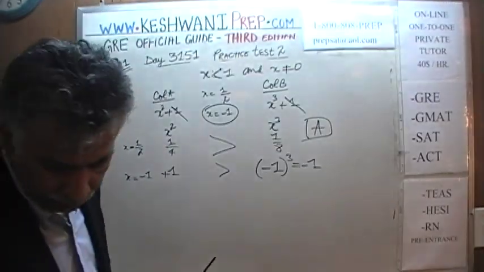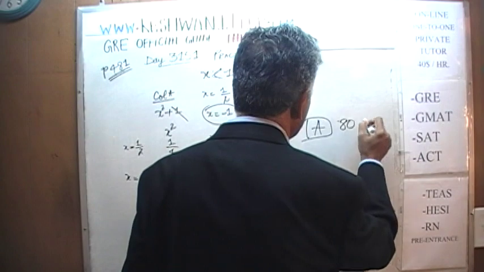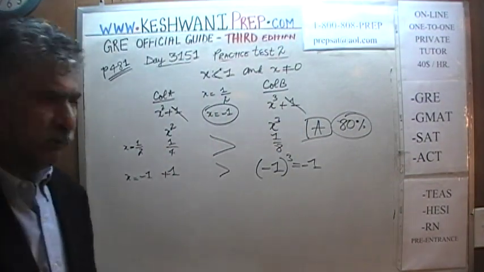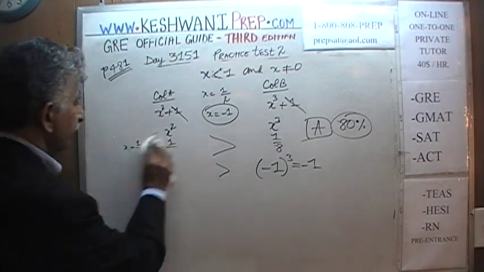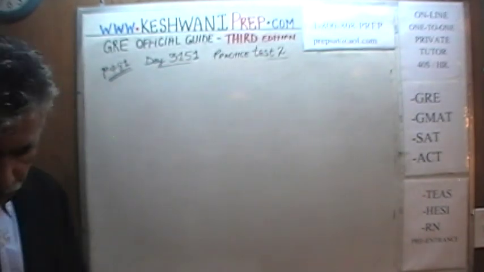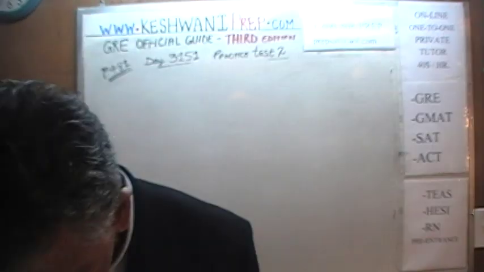In case you're curious, the percentile was 80%. 80% means it's a straightforward question. 4/5 of the people had no trouble. Let's do number 3. What does number 3 say?